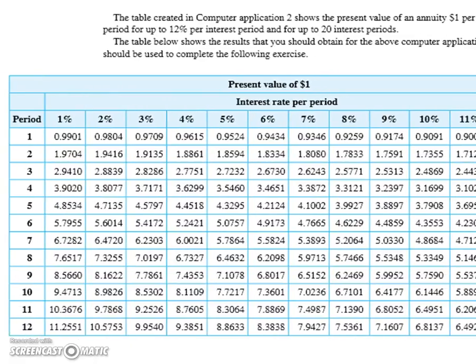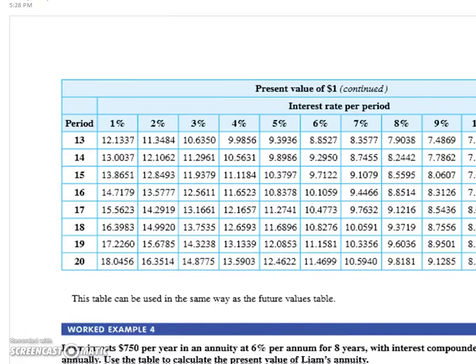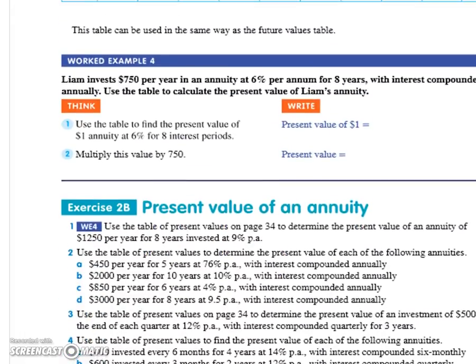We also have a present value table. So once again, this is how much you would have to invest today to get the same result, putting in a certain amount each compounding period. And that table is continued. So there's one worked example, so we'll do it now.